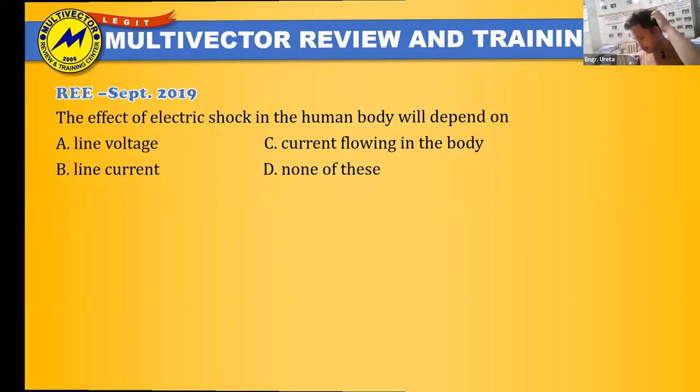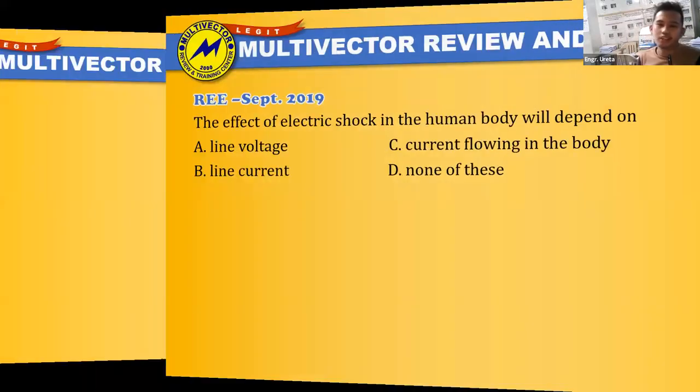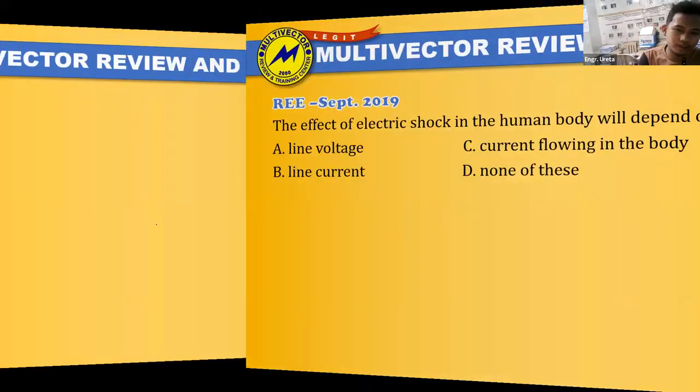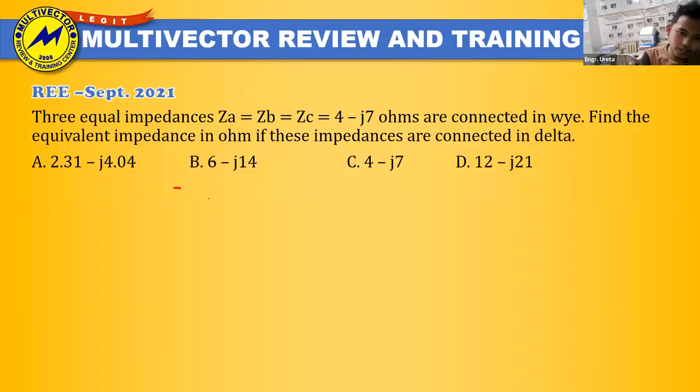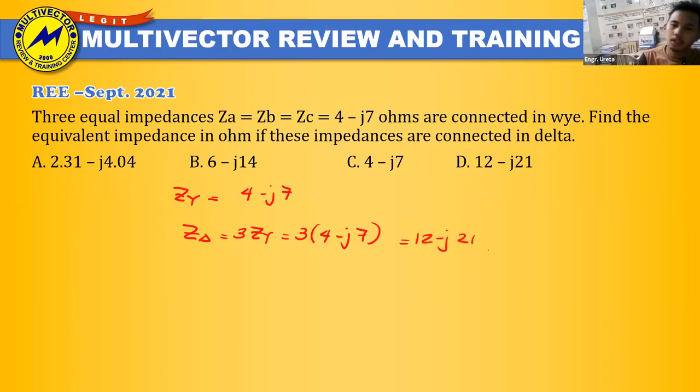Problem number 82. Three equal impedances connected in Y. Equal daw yan, Z sub Y is equals to 4 minus j7. Find the equivalent impedance in delta. Z delta is 3 Z sub Y, which is just 3 multiplied by 4 minus j7. So 12 minus j21. So letter B.